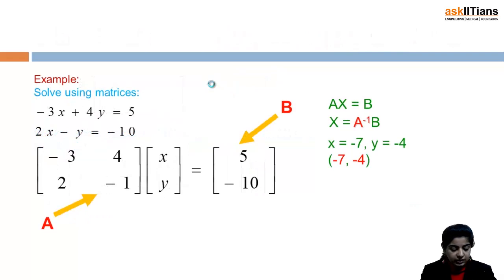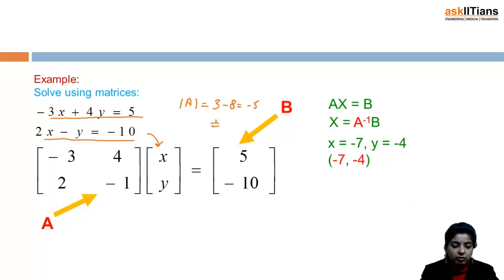Okay, next we have another example based on this concept. Suppose I have this system: minus 3x plus 4y is 5 and 2x minus y is minus 10. Now I again transform it into this form, so I have AX equal to B. For the solution, first of all we find the determinant of A, and that is 3 minus 8, which is minus 5. This is non-zero, and therefore the system possesses a unique solution, which is given by X equal to A inverse B.